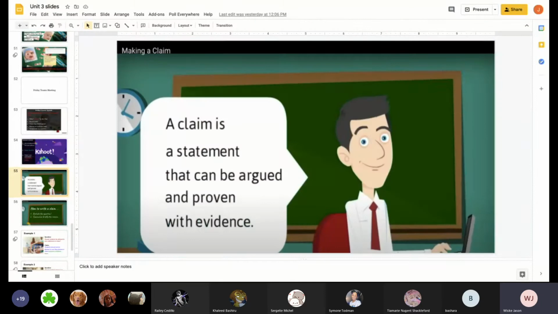All right, let me just go quickly through the assignment from today. As you know from earlier this week, a claim is a statement. It's something that you can argue, and it has to be something that you prove with evidence. That's why a claim is not just an opinion or a fact, because neither of those things you can really argue about.